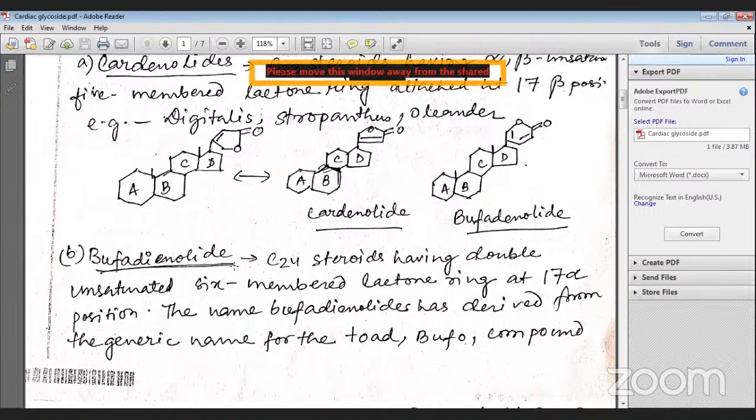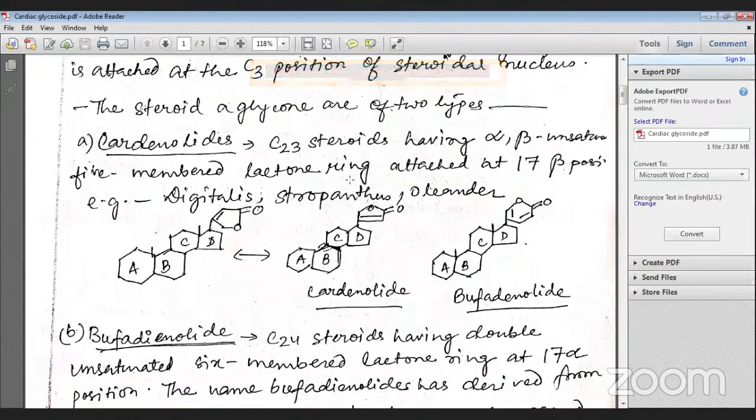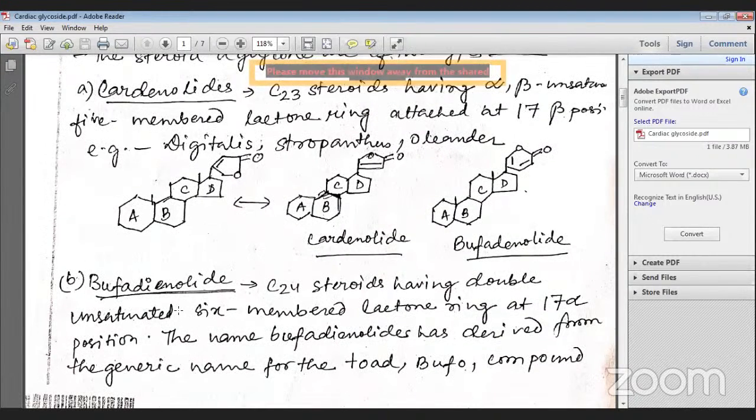So in case of bufadienolide, there are C24 carbon atoms having a 6-membered lactone ring at the 17 alpha position, whereas in cardenolides, there are C23 carbon atoms having an alpha beta unsaturated 5-membered lactone ring attached at the 17 beta position. Depending upon the placement of the lactone ring and whether it is 6-membered or 5-membered, there are different types of cardiac glycoside.